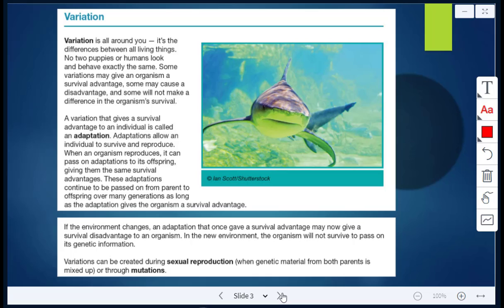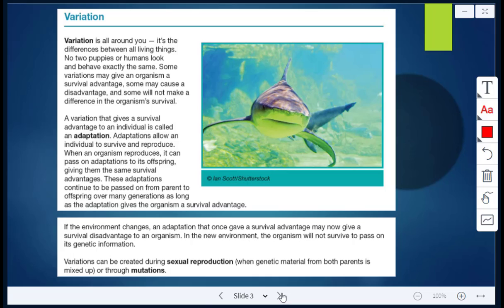All right, so what is variation? Variation is the differences between all living things, right? So if you look at a species like, for example, humans, we all look different and we all behave differently. So it's all because of variation. Dogs, no two puppies will look and behave exactly the same. So some of these variations may give an organism a survival advantage, some may cause a disadvantage, and some will not make a difference in the organism's survival.